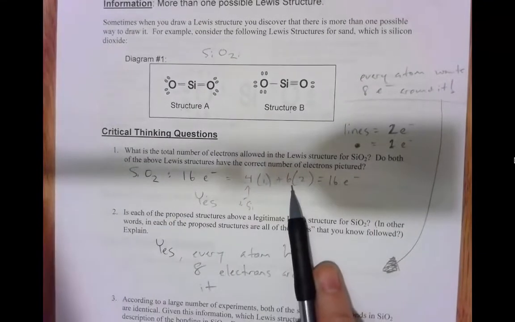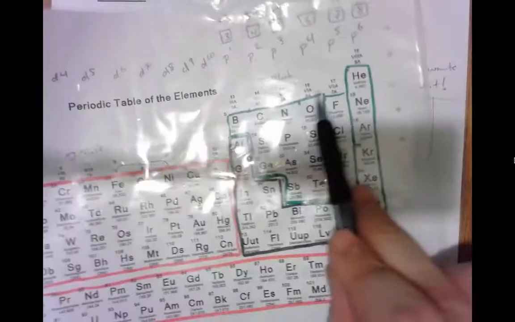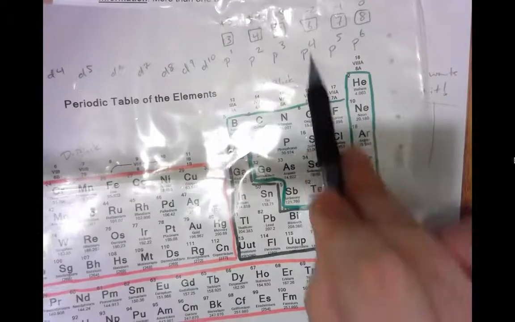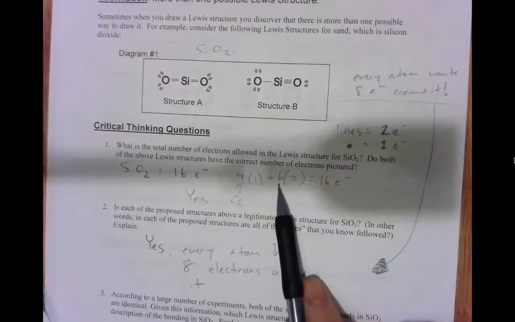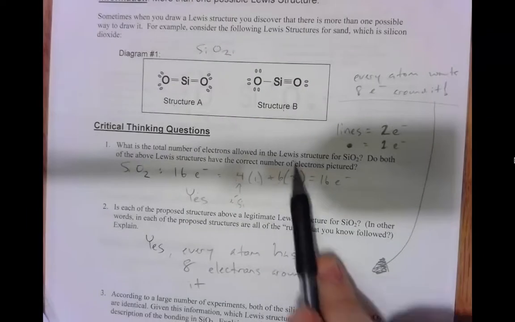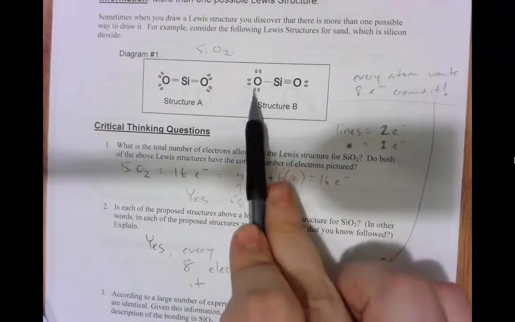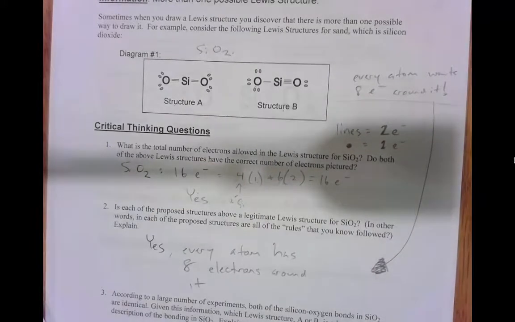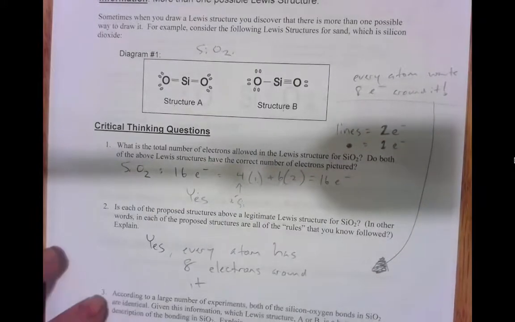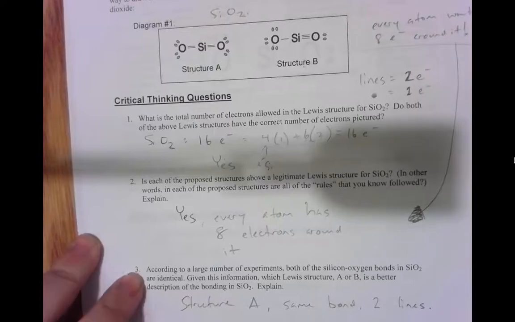We do the same thing for oxygen. Oxygen is in column 16. Everything in column 16 has 6 valence electrons, so that's where the 6 came from. We then multiply by 2 because there are 2 oxygens in our structures. Then that gives us a total of 16 valence electrons, or 16 electrons in our formula.